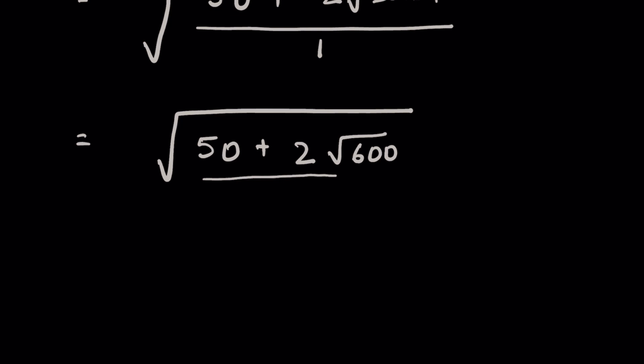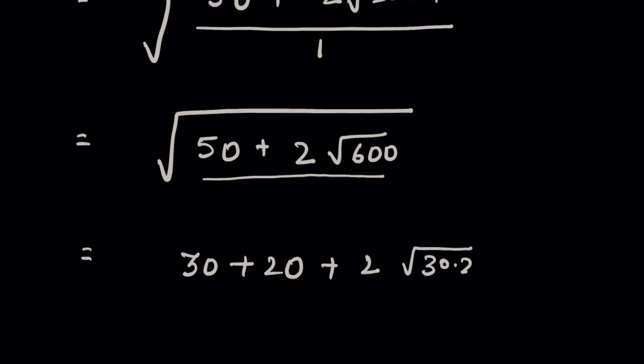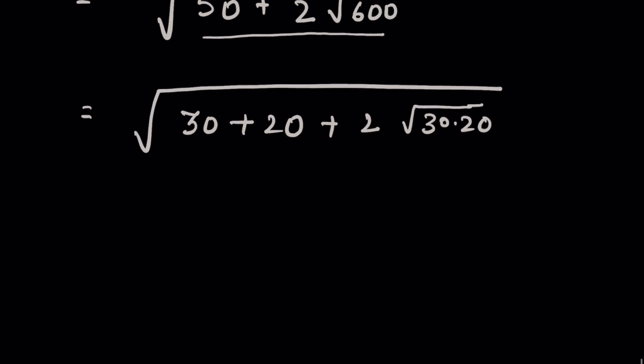Now to further simplify it, we have to remove the square root. To remove the square root, if we can find the form a plus minus b whole square, then this whole square can remove the square root. So 50 we can write as 30 plus 20 plus 2. Square root of 600 we can write as square root of 30 times 20, then all under the square root.